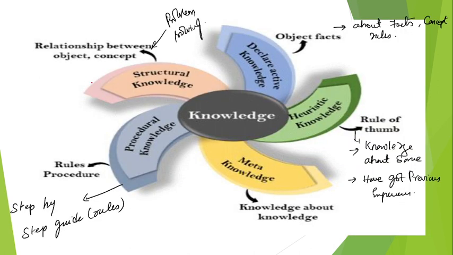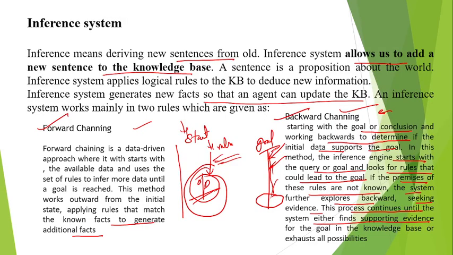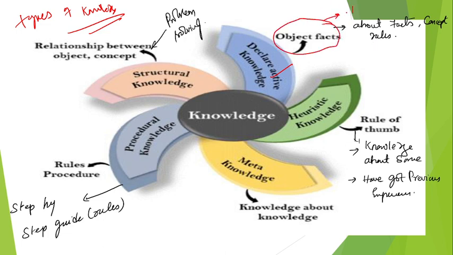And then we have one more slide about knowledge, the types of knowledge. What are the different types of knowledge? Correct? Types of knowledge. It's not written, I'll just write types of knowledge. Knowledge is represented in different forms. One, declarative knowledge. This is about facts. This is about true things.